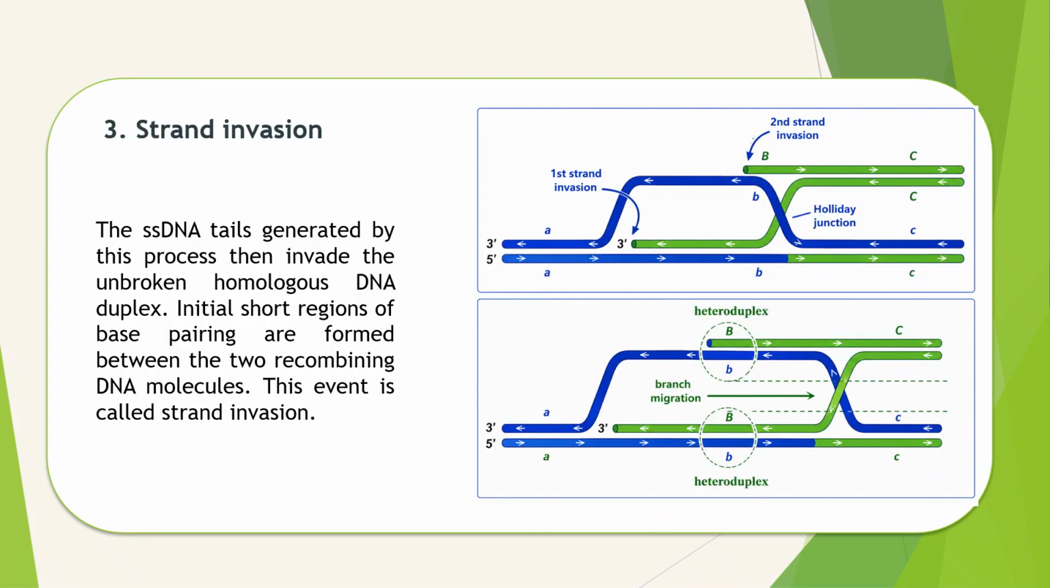Strand invasion. The single-stranded DNA tails generated by this process then invade the unbroken homologous DNA duplex. Initial short regions of base pairing are formed between the two recombining DNA molecules. This event is called strand invasion.